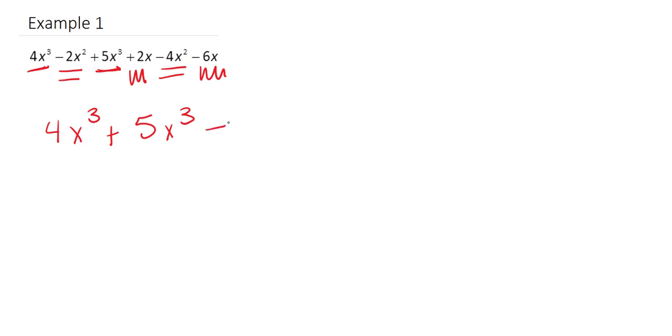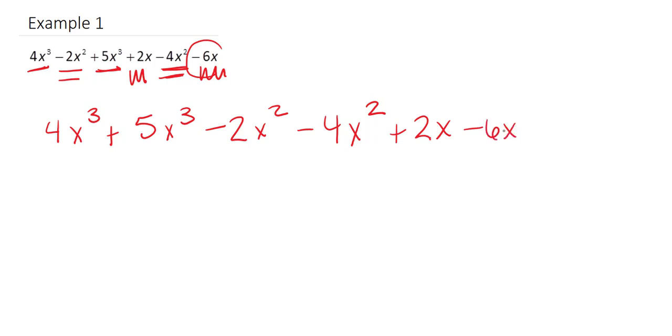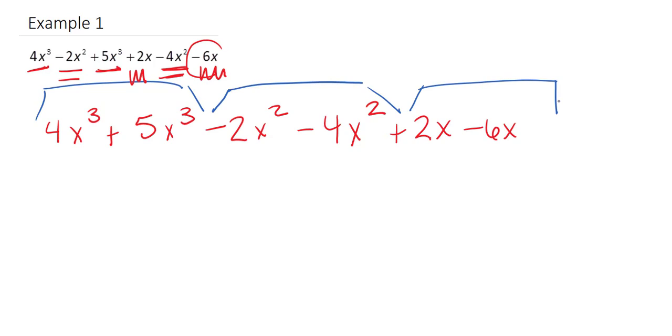Then you have this minus 2x squared. And then we look at this, which is minus 4x squared. Then we have this plus 2x. And then we have this minus 6x. So all we're going to do is add these together in order to combine the like terms to simplify this expression.